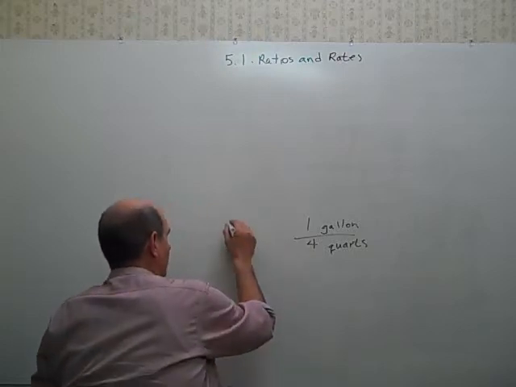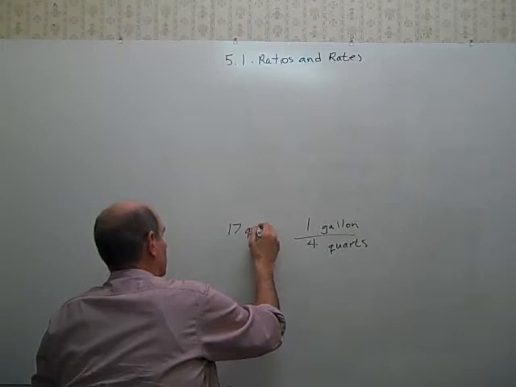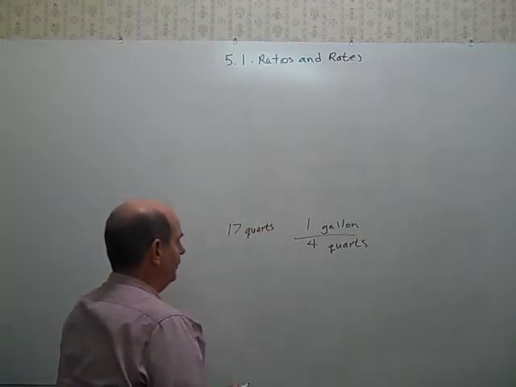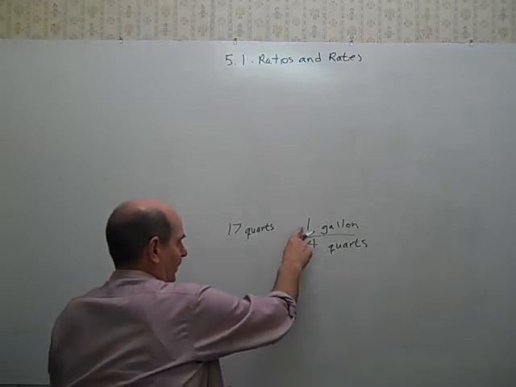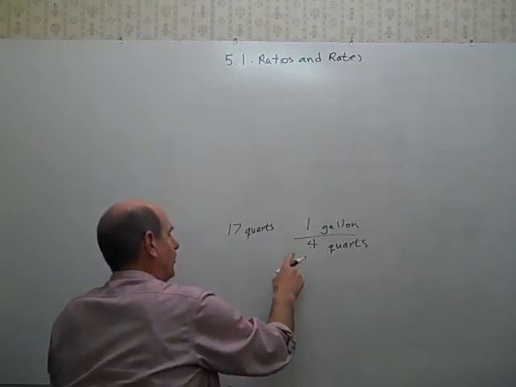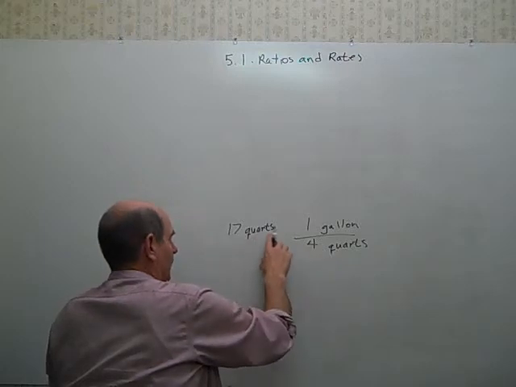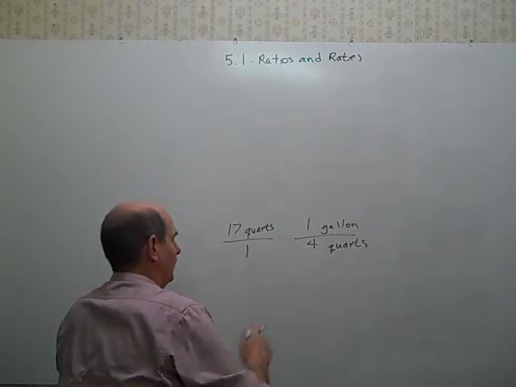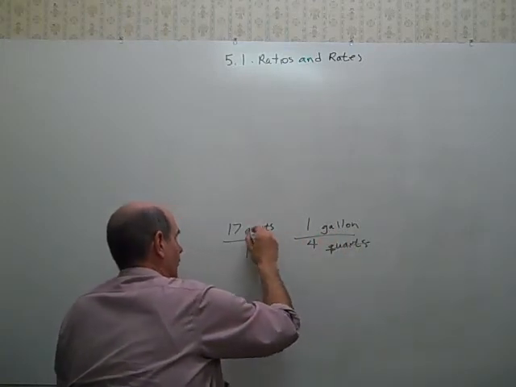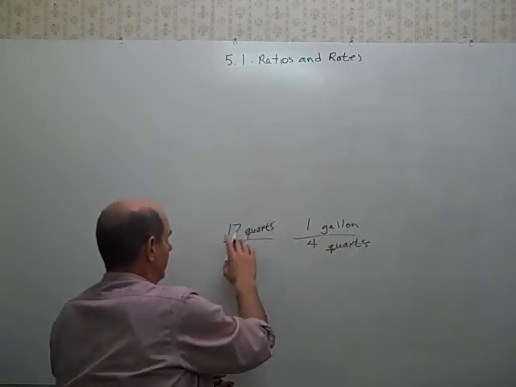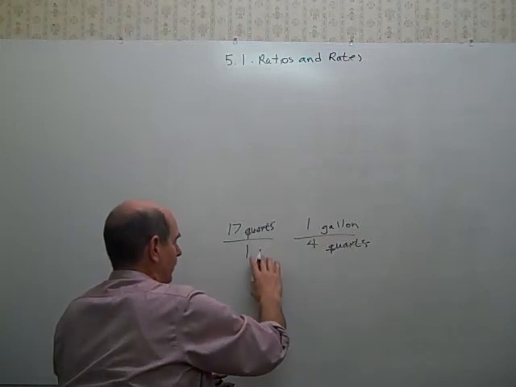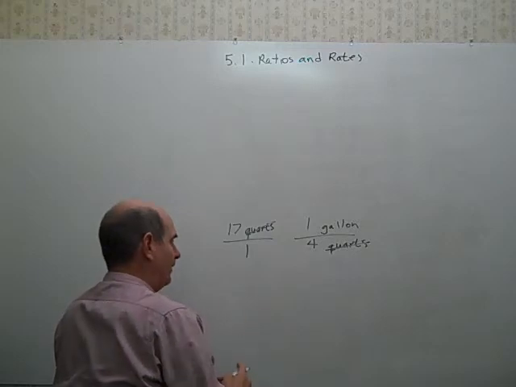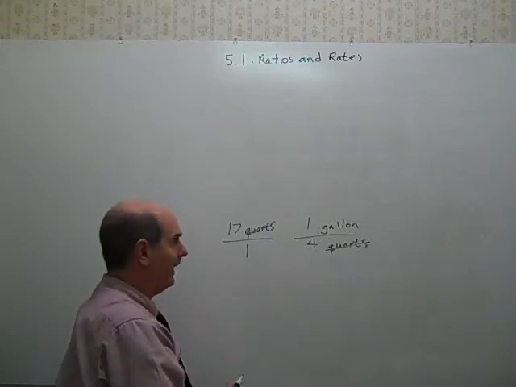So if I have 17 quarts, and I want to know how many gallons it is, I can just multiply it by 1 gallon for every 4 quarts. But notice that I chose that deliberately because I want the quarts label to cancel out. Let's put this over 1. So I can cancel these labels, and it leaves me with 17 gallons over 4. 17 over 4 would be 4 1/4. So 17 quarts is 4 1/4 gallons.